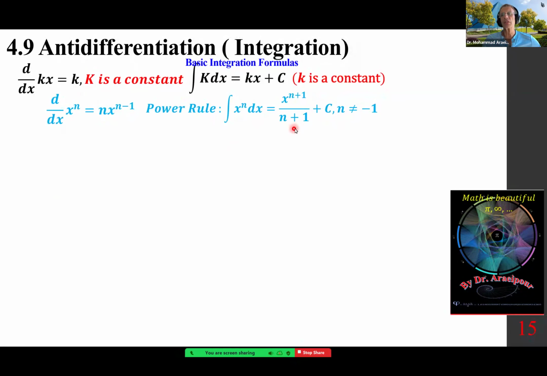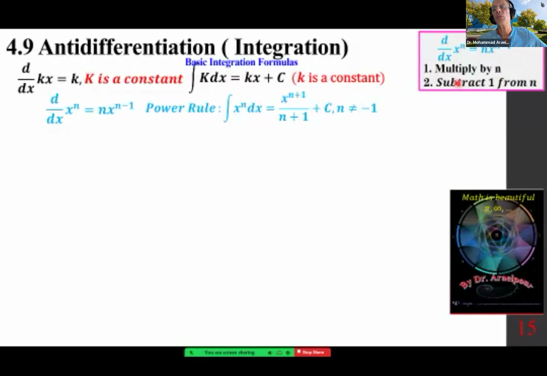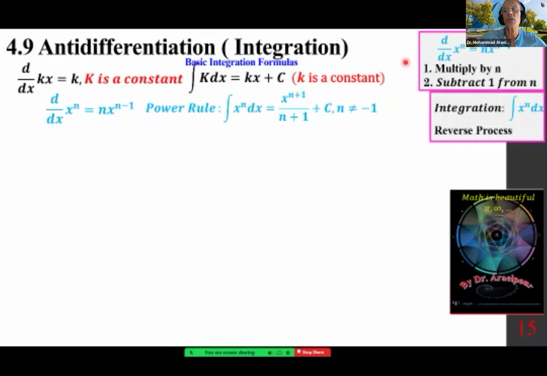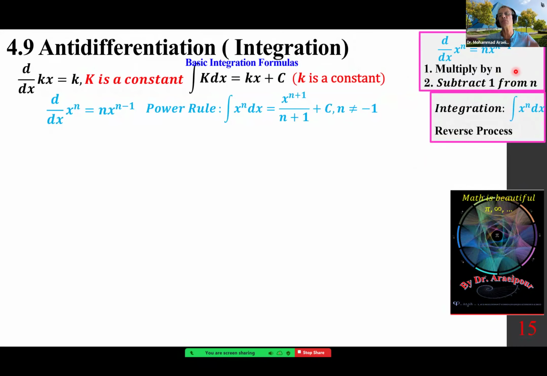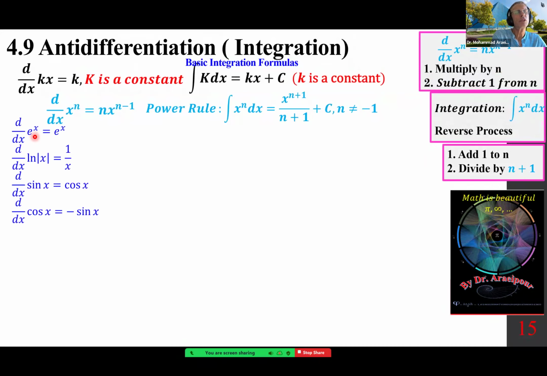And so here's the process that makes some sense out of it. If we look at the derivative of x to the power of n, the power rule, first we multiply by n, then we subtract 1 from n for the exponent. So the reverse process is going to go this way. If I want to integrate, I'm going to go with the reverse process. So the exponent n becomes n plus 1, and instead of subtraction, we're going to add 1. And instead of multiplication, we're going to divide by n plus 1. And that's why we have this one. And by the way, if you differentiate this one, you should get x to the power of n.